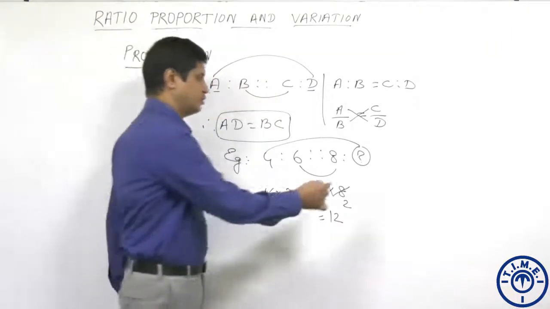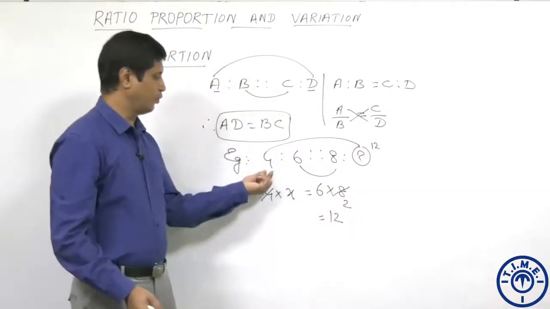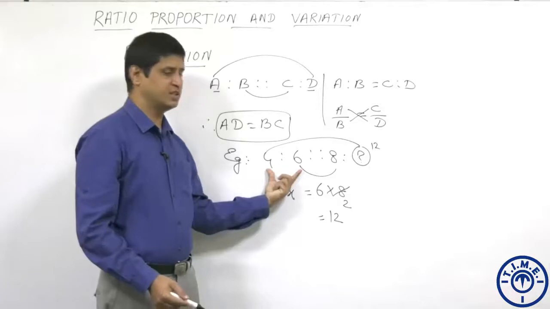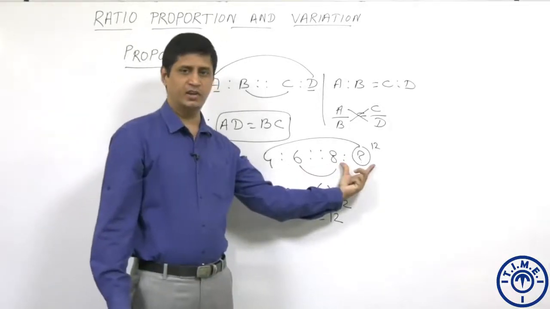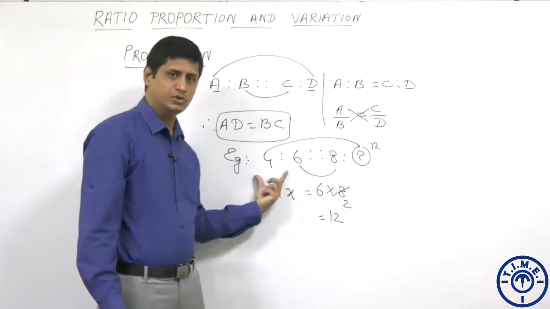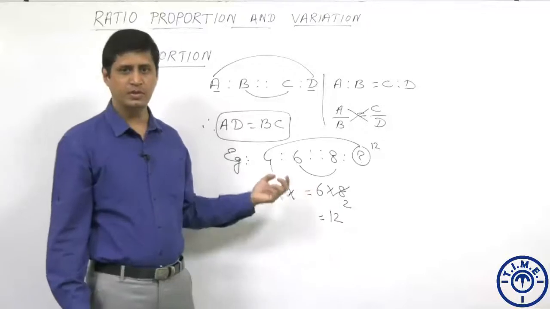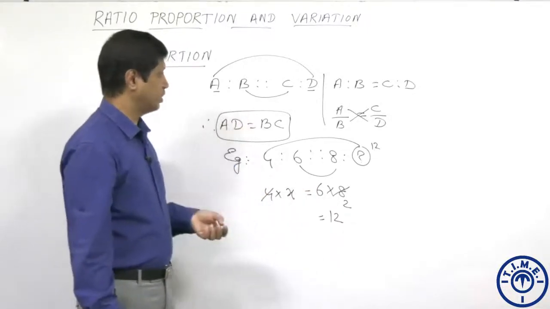When you substitute the value of x as 12, what is the ratio? 4 and 6, 8 and 12. 4 and 6 in the simplest form is 2:3. On solving 8 and 12, again we get 2:3. Now on both sides we have the same ratio, which means they are said to be in proportion. Now this is called a proportion.